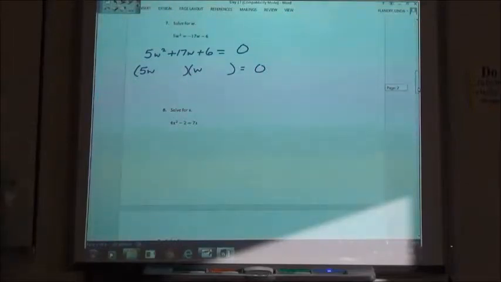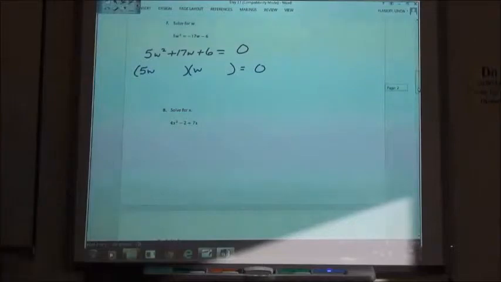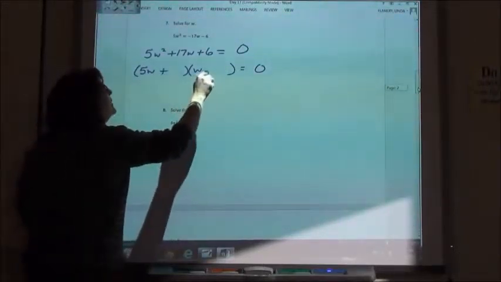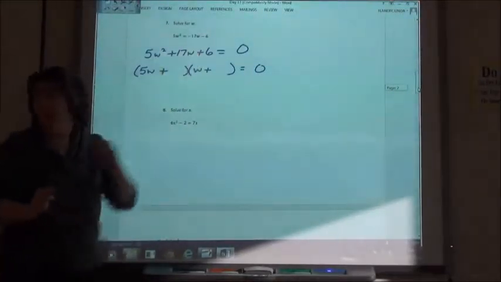Both positive, because these are both positive, right? Positive times a positive gives me a positive on the end.